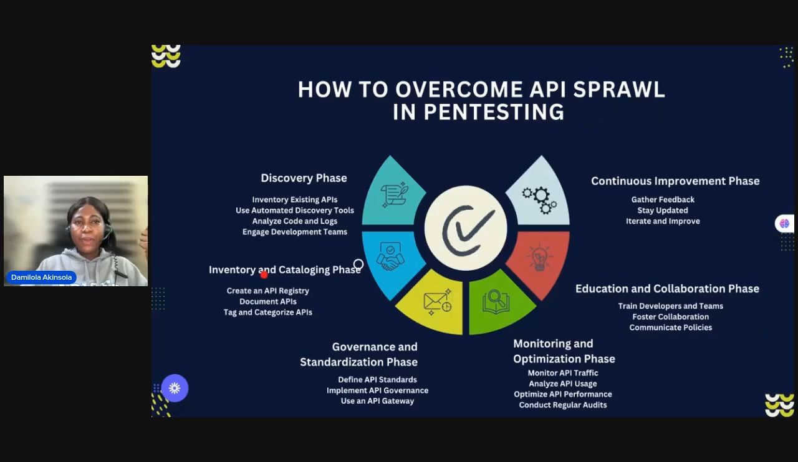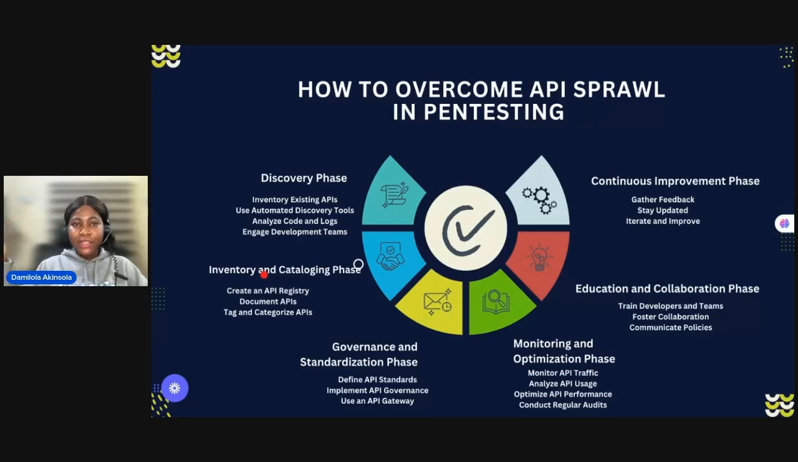Then foster collaboration. I mentioned that there's always this frictional relationship between developers and security professionals. So what you want to do is fix it. If you have a situation like that in your organization, you just have to find a way to fix it, right? And ensure that there's open communication between all the key stakeholders in your organization. These are the people that are developing your application. So if you don't have a good relationship with them, at the end of the day, it's coming to bite you, right? So try to foster open communication between the key stakeholders in your organization.